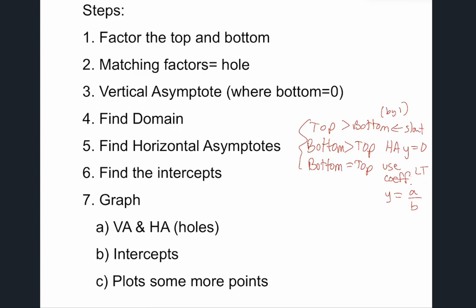Okay, and then remember, we're going to find the intercepts. Remember, the x-intercept is where the top equals 0. The y-intercept, you're just going to plug in 0. And then once you have all that information, you're going to put those asymptotes and holes on the graph. You're going to put those intercepts on, and then you're going to look and see what you got. And many times you may need to plug in some more points. And like any function, you can plug in as many points as you want, okay?